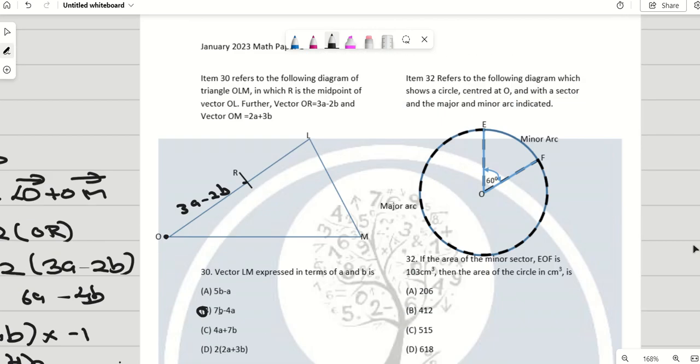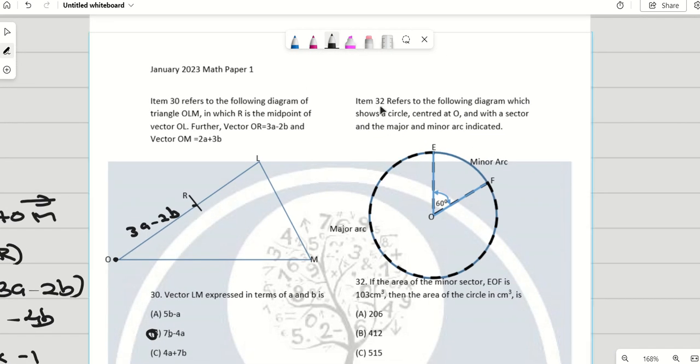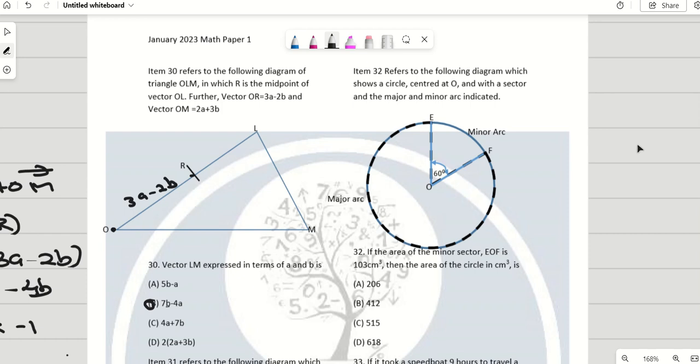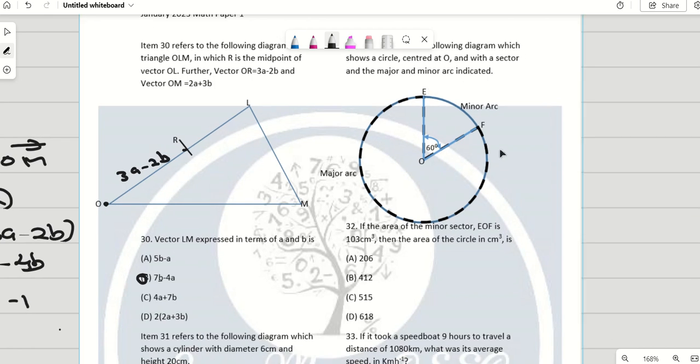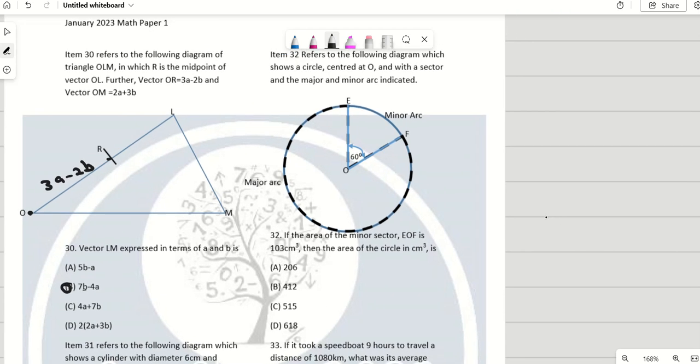Right, let's look at number 32. 32 refers to the following diagram, which shows a circle centered O in which a major and minor sector are indicated. If the area of the minor sector is 103, then the area of the circle is... first off, guys, how many degrees is your minor sector? They're telling you that 60 degrees is your minor sector, which is 103, right? How many degrees is your circle?